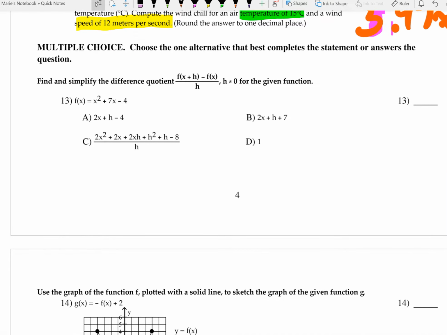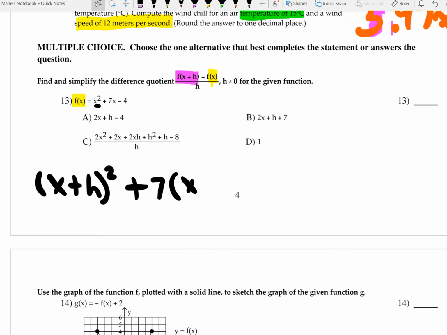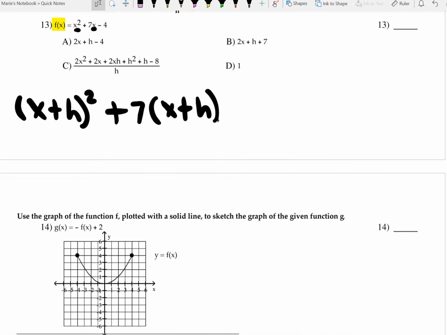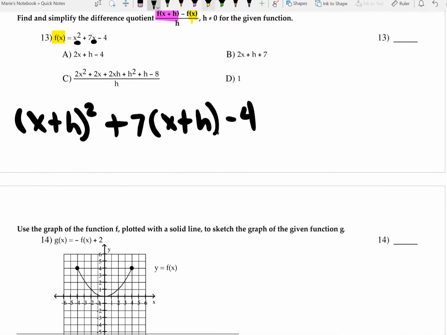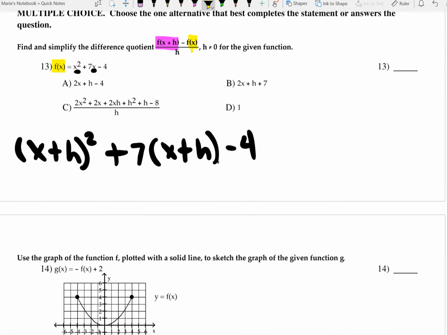Okay, this next question is not difficult. It's just that you have to remember they are giving you f of x, so you already have this part of the equation. Alright, so we already have that, so this we can fill in. What we need to find is this. So that means that I have to do x plus h. I have to square that according to this, plus 7 times x plus h, and then minus 4. Alright, this will give me this part of the equation, the f of x plus h part. So that's all this in pink.